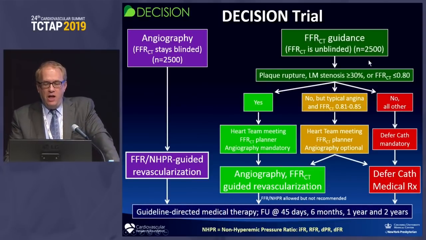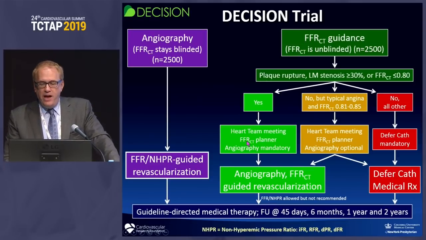In the experimental arm, if the FFRCT shows either a plaque rupture, a left main stenosis, or an FFRCT of less than 0.8, then they'll definitely go to the cath lab. The heart team will have met before and will have decided whether or not the patient should have PCI or CABG. It'll just get confirmed by the cath, and then that strategy will be followed.